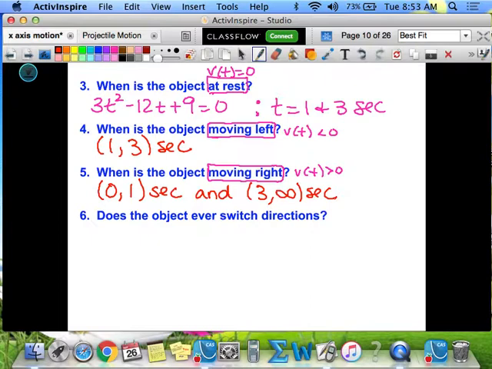Now that we've got all this information up here, it makes it really easy to answer question number 6. Does the object ever change directions? Yes. When does it change directions? At time 1 and time 3. It stops and it changes direction. Sometimes it stops and it keeps going in the same direction. So yes, at time equals 1 and 3 seconds.